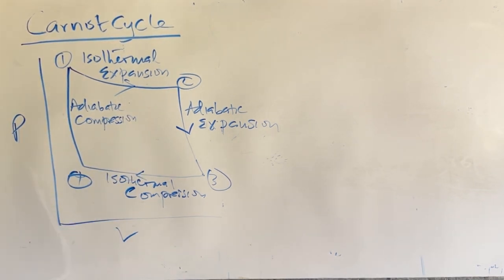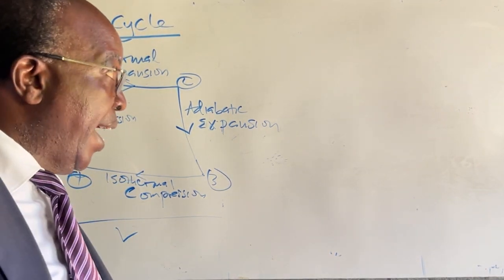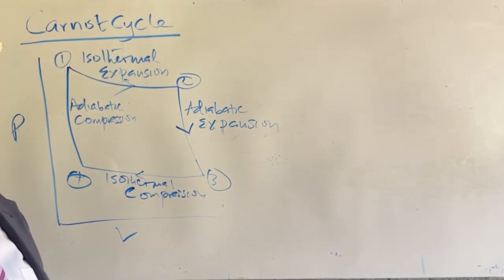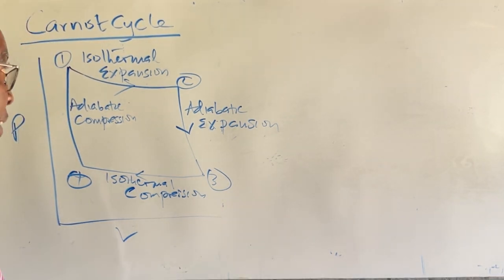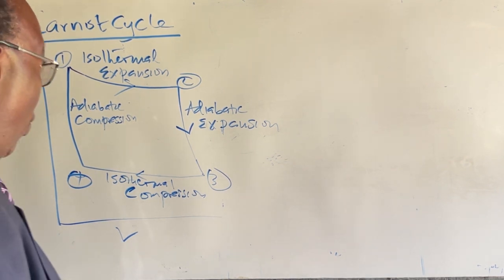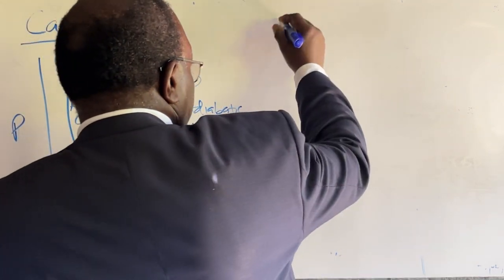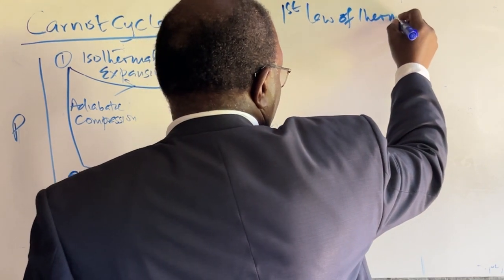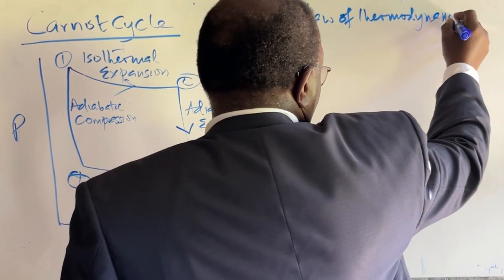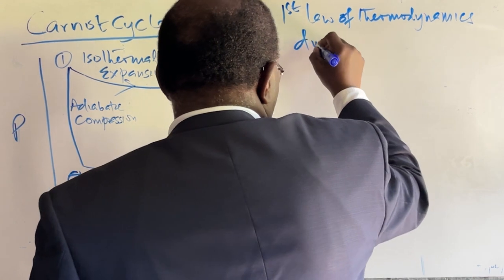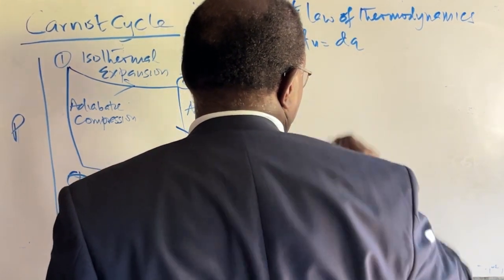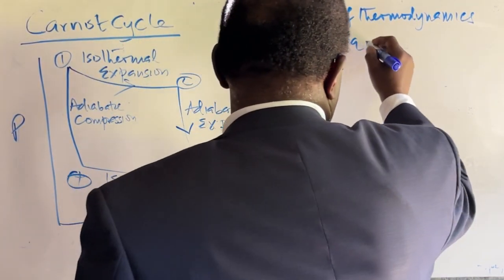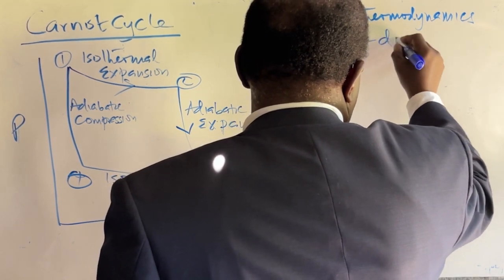In the Carnot cycle, we are using the ideal gas. That's gas which obeys the ideal gas equation of state, PV equals nRT. Very important for us to note that. So when we go to the first law of thermodynamics, remember dU is equal to dQ minus dW.